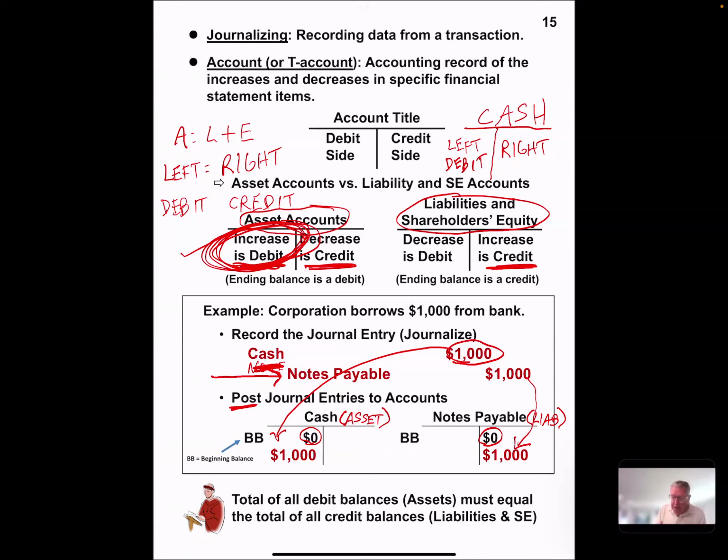And as a reminder, every time we record a journal entry, there must be equal debits and credits. So right now, this journal entry had $1,000 in total debits and $1,000 in total credits. So we're good. Okay. Right.